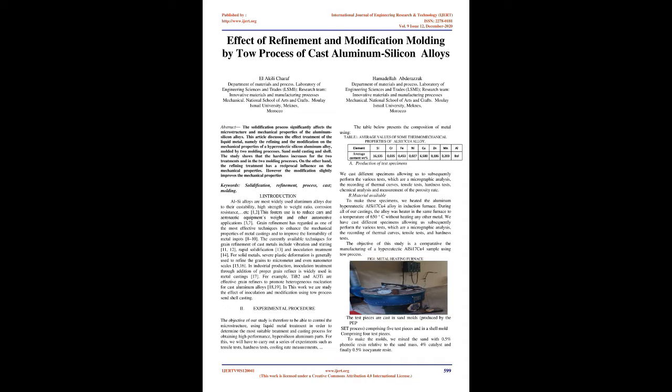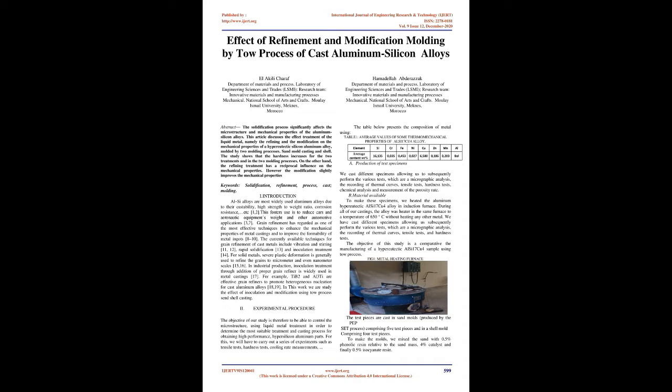Introduction. Si alloys are the most widely used aluminum alloys due to their castability, high strength to weight ratio, corrosion resistance, etc. 1, 2. This fosters uses to reduce cars' and aeronautic equipment's weight and other automotive applications. 3 to 7. Grain refinement is regarded as one of the most effective techniques to enhance the mechanical properties of metal castings and to improve the formability of metal ingots.